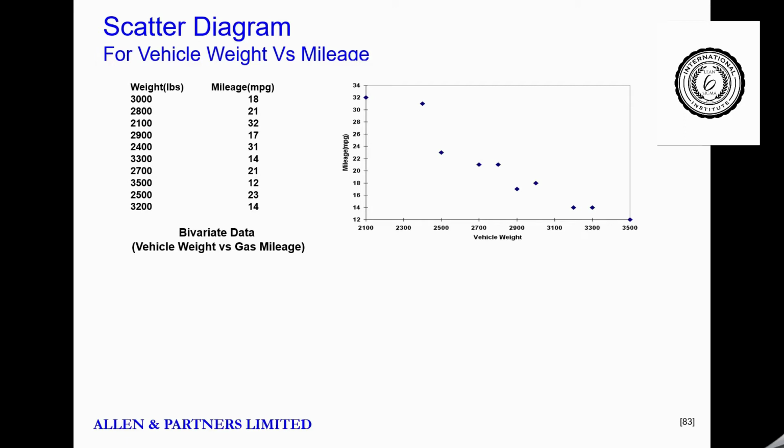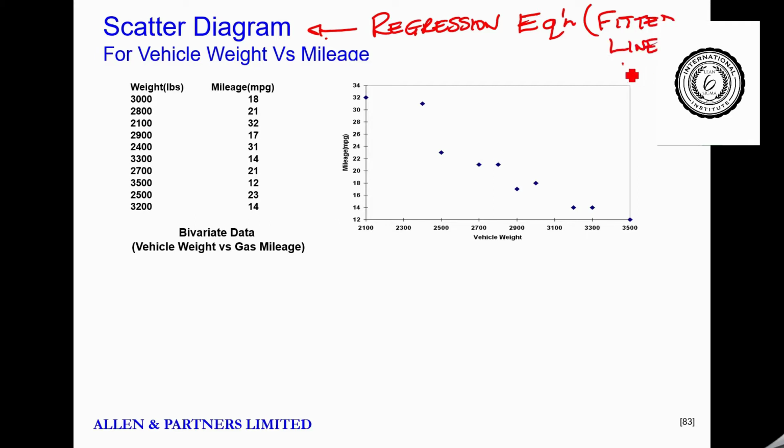Welcome to the latest Minitab tutorial. Today we're going to use the fitted line plot. We're going to generate a scatter diagram and add a regression equation. It's called the fitted line plot.